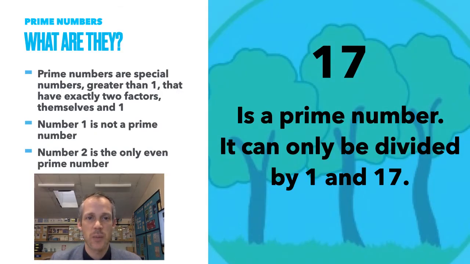So, I put example 17 on there and I said it is a prime number. Now it is a prime number because it can only be divided by 1 and 17, which means it has exactly two factors. And those factors must only be the number itself, so in this case 17, and 1.